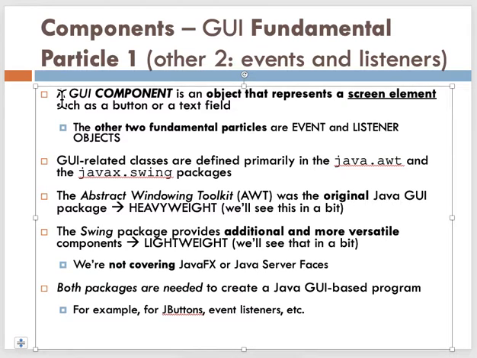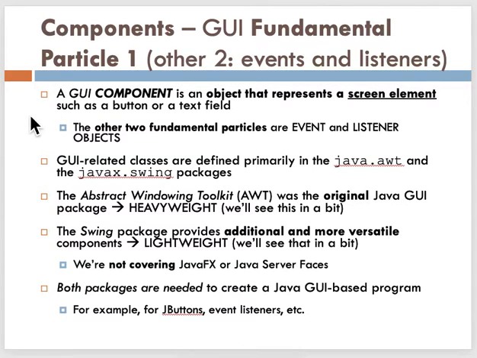So before we go back into that, let's step back just a little bit, right? A GUI component is going to be any object that represents some screen element. Remember, this is the stuff that you actually see when you click some application and it pops up, and it's got things like buttons and text boxes and whatnot. And as I mentioned, the other two fundamental particles in this GUI framework are objects of the event class and objects of the listener class. So event and listener objects. These three objects come together and interact with each other to create our GUI application, which we then utilize.